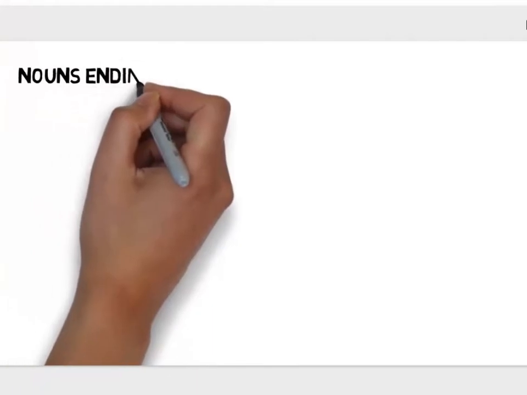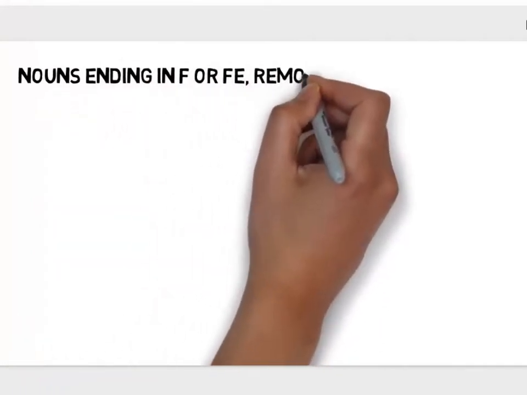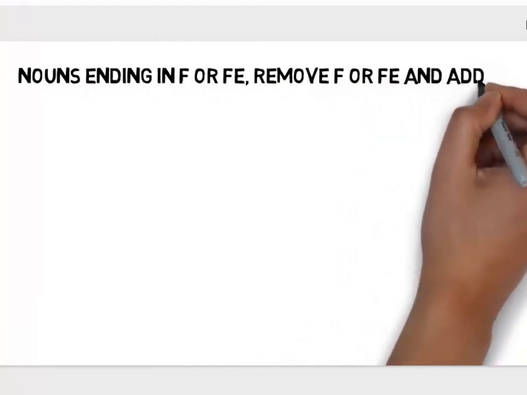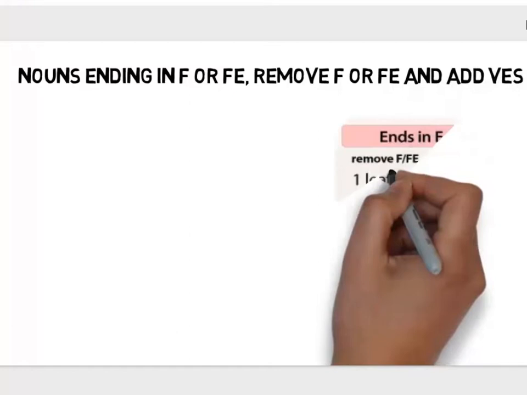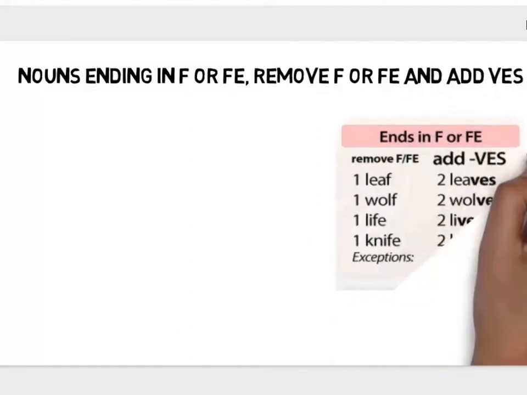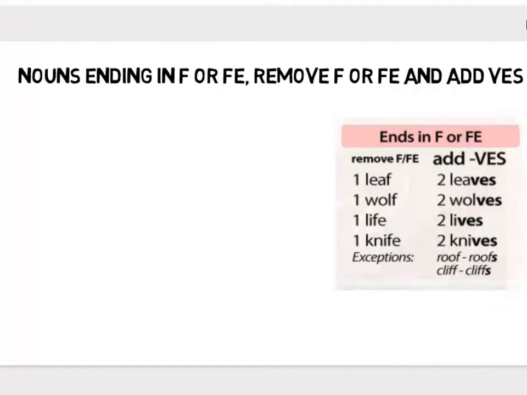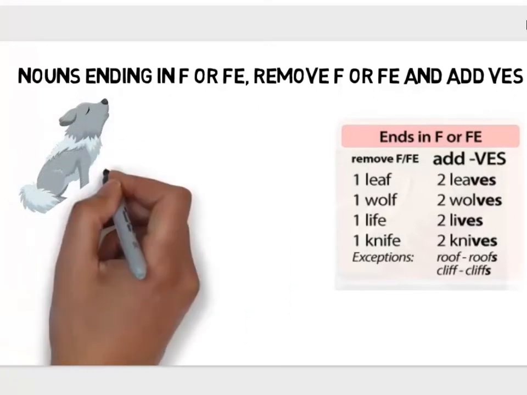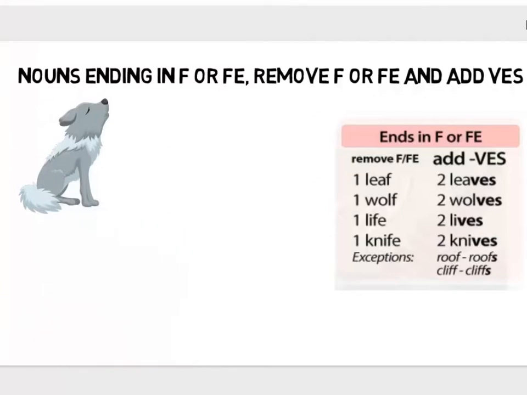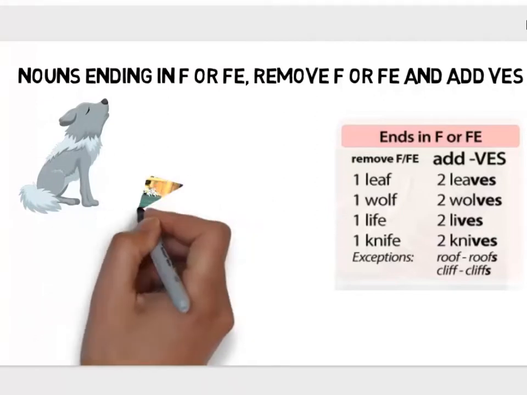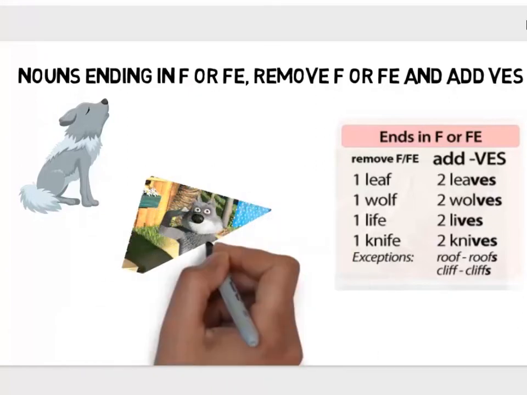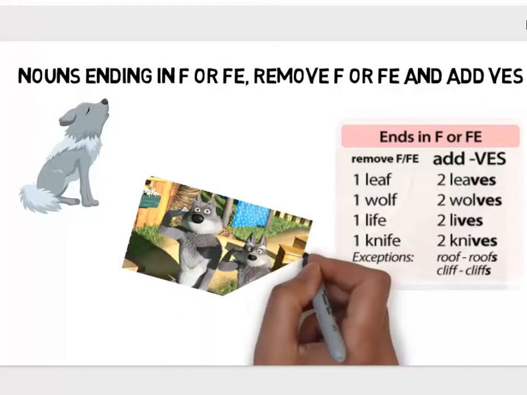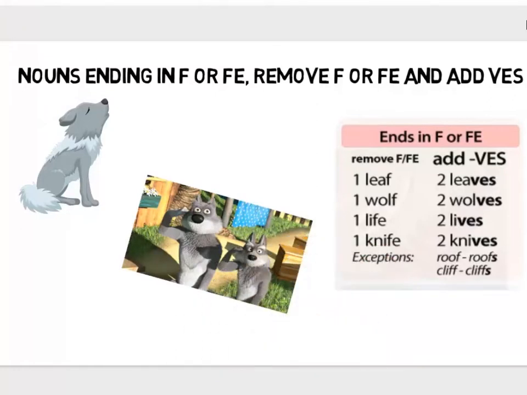Number 3. Nouns ending in f or fe. Remove f or fe and add ves. For example, 1 leaf, 2 leaves, 1 wolf, 2 wolves, 1 life, 2 lives, 1 knife, 2 knives. Remember, we have exceptions. Roof, roofs, cliff, cliffs.